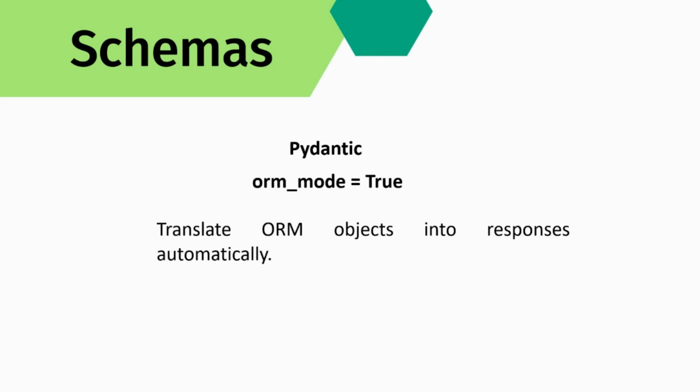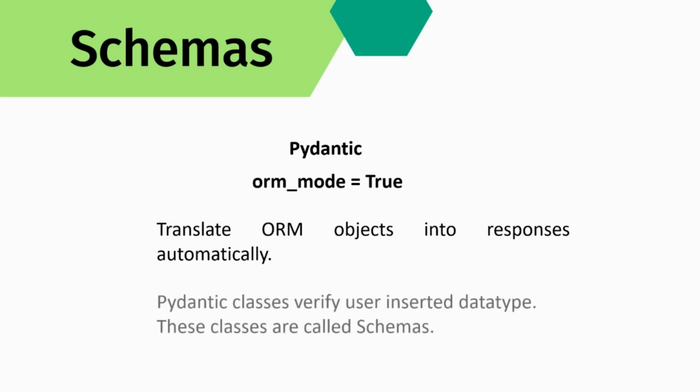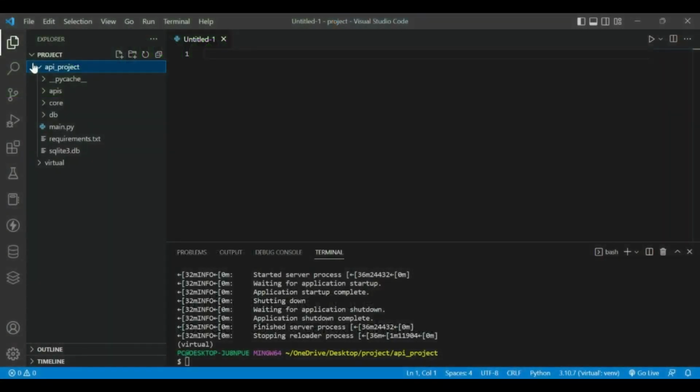This automation saves us from manually taking data out of ORM, making it into the dictionary and then loading it with Pydantic. In simple words, our created Pydantic classes will verify user inserted data type. These classes are called schemas. Let's again go back to the Visual Studio Code and see it in action.